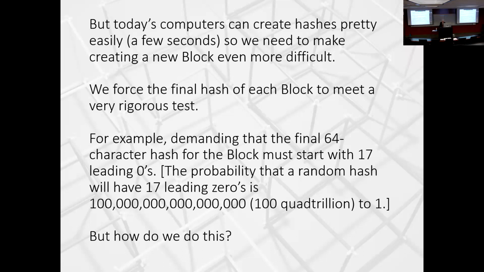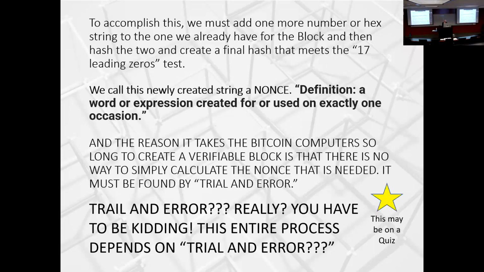I mean, this is a major point for those of us who have computer backgrounds. Everything up to this point is pretty clean. We can write algorithms and we can do everything we have talked about so far. Computer programs, computing power, and we do it. But now we have the requirement to create a hash with 17 leading zeros. The probability is 1 in 100 quadrillion. How do we do that?